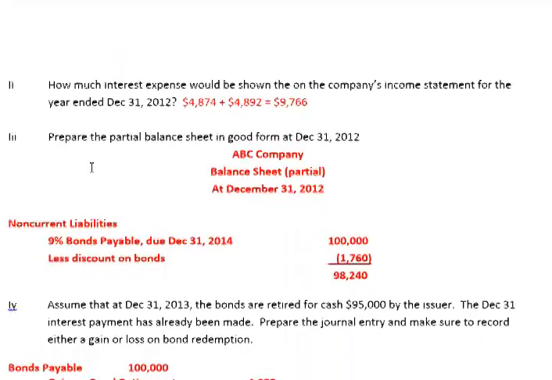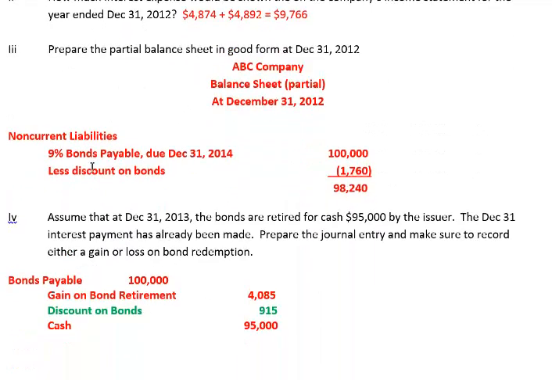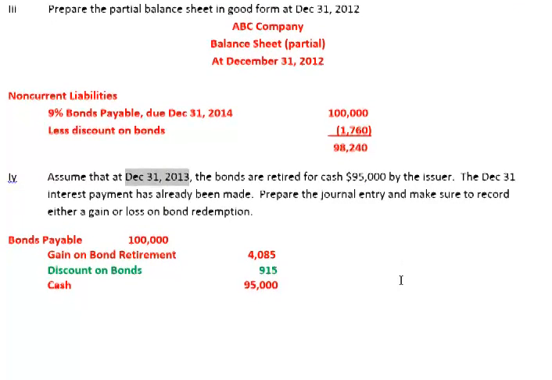Now, the next thing we ask you to do here is assume that we retired the bond early. So we didn't go to the end of 2014, which would have been the end of the 5-year period, which is when the bond matures. The company decided for whatever reason that they wanted to buy the bond back from the investors, right? And they were going to pay them $95,000 at December 31st to buy it back. So they were going to pay them $95,000.